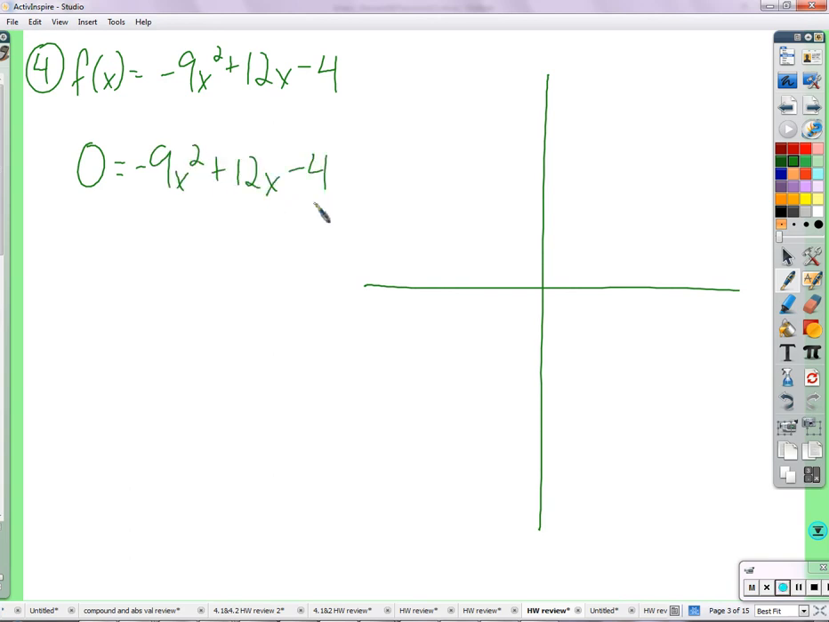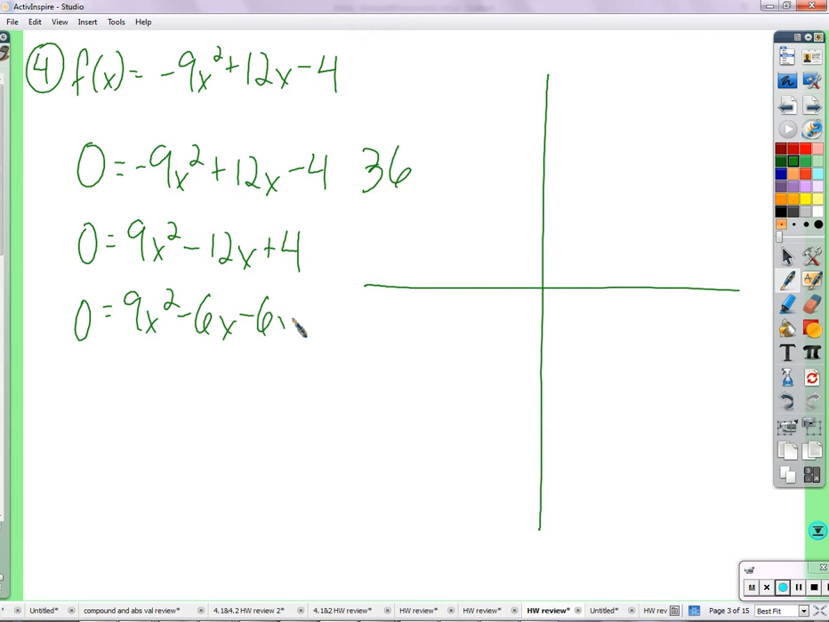Negative 9, well, I'm going to get rid of that negative in front. I don't like that at all. So 9x squared minus 12x plus 4. Now, 9 times 4 is 36. Are there two numbers that add to negative 12 and multiply to 36? Negative 6 and negative 6. 9x squared minus 6x minus 6x plus 4. These two have in common 3x. 3x times 3x minus 2. And these two have in common?